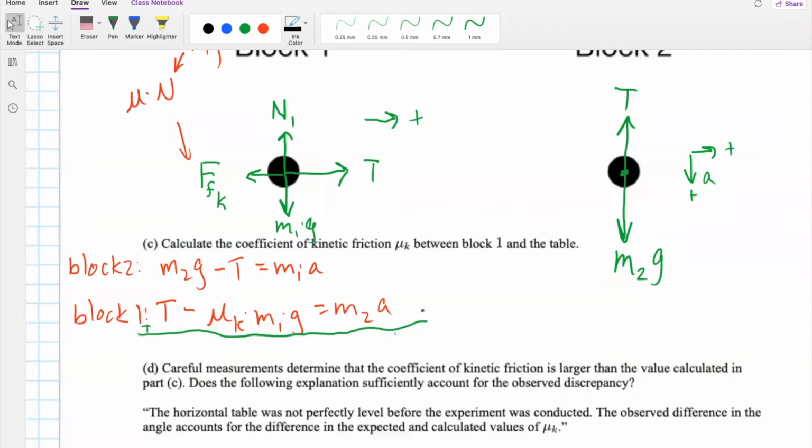But at the end of the day, because we're already working with the magnitudes here, we can just go ahead and treat it as one system moving together. And so the acceleration of block 1 is the acceleration of block 2. They're moving in tandem. And so we don't have to worry about plugging in negatives here. And at the end, the result is still the same that we were talking about before. M2G minus mu kinetic M1G equals M2A.